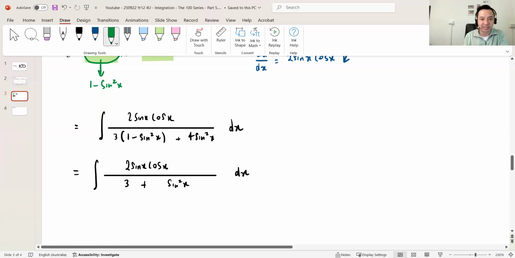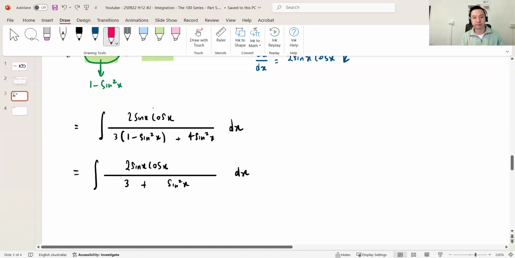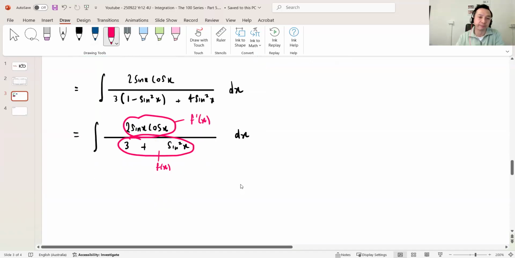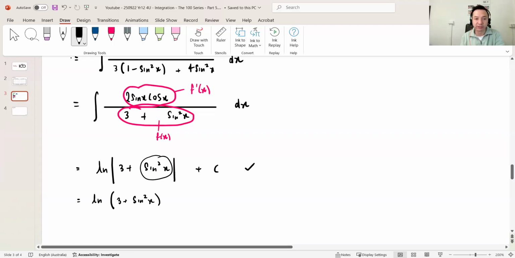Because now, in this case, this here is my function. And because that 3 goes away, the derivative is upstairs. I can fit it into the ln integral when I reverse that chain rule. So that's integratable to ln of 3 plus sine squared x, plus c. Now, if you're amazing, you know that this is positive, because sine squared is positive, so you don't actually need the absolute value if you didn't want to. And I think that's Coroneos' answer.